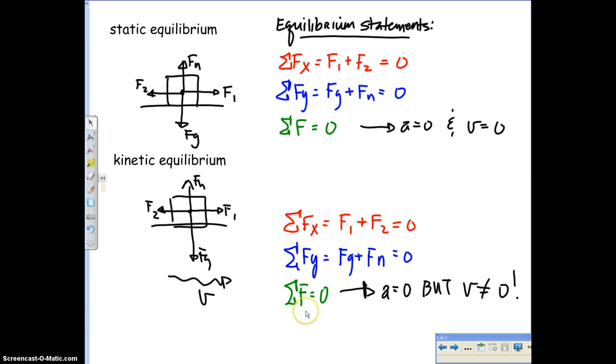Same thing here. But here's the big difference. Because the net force is 0, this object isn't accelerating, but because it's static equilibrium, it's also not moving. Whereas in kinetic equilibrium, the acceleration is 0 because it's moving at a constant velocity, but that velocity is not 0. Okay, so that is basically the idea of net force and equilibrium.